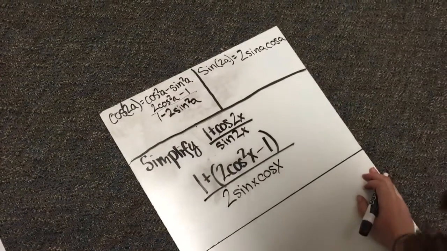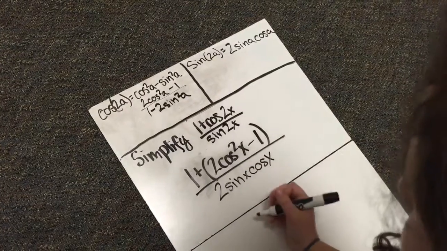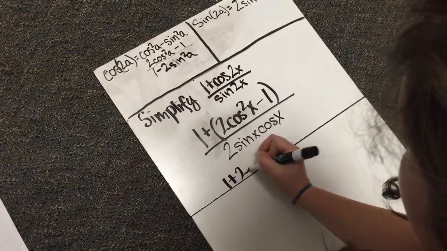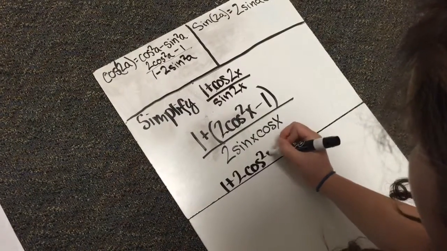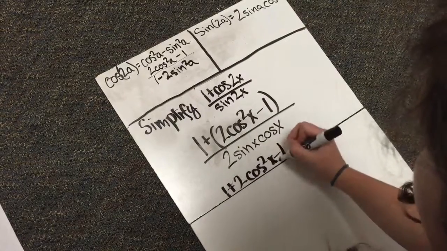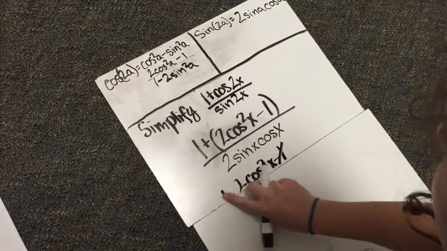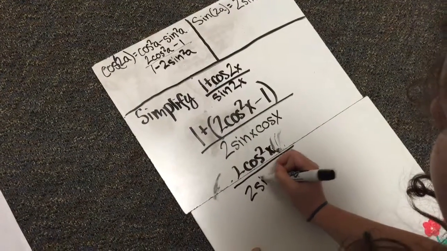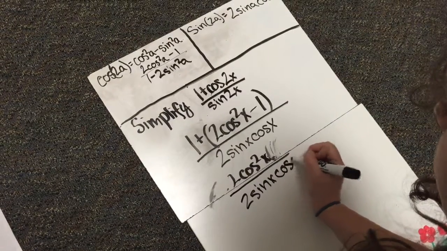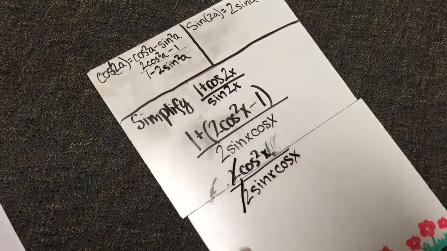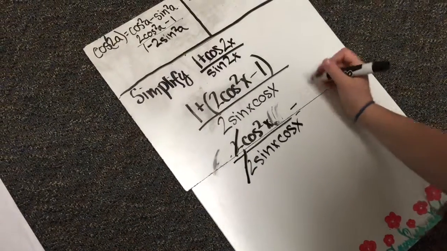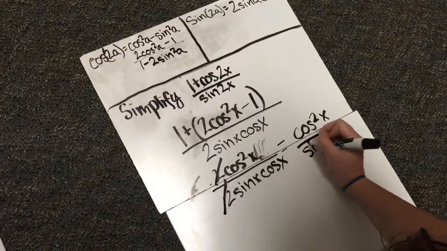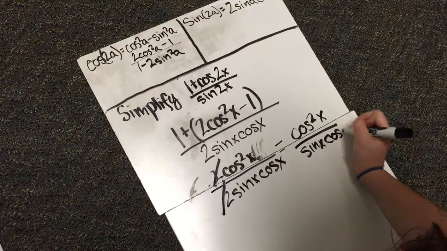And then if you take those out of the parentheses, you're going to get 1 plus 2 cosine squared x minus 1, and then the 1's cancel out. So you have 2 cosine squared x over 2 sine x cosine x, and then the 2's will cancel out because they're just multiplied by it, and that's going to give you cosine squared x over sine x cosine x.